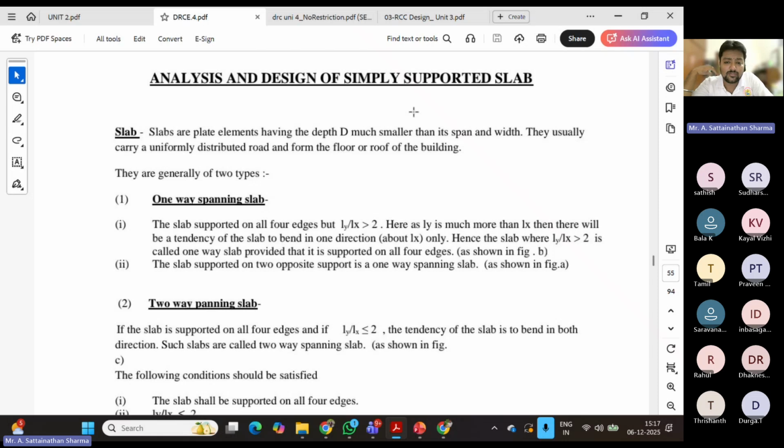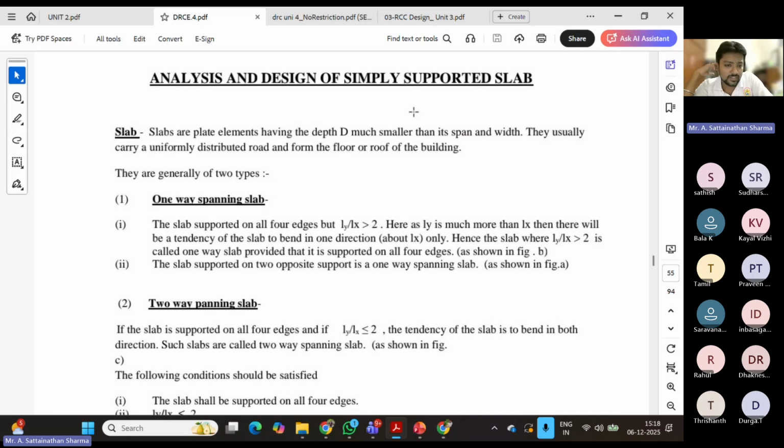Staircase is also a slab only. So if you know how to design a single slab, you'll be able to design beam as well as the staircase. Both design procedures are the same. Slab, stair, and beam, all three elements are under flexure only. So the procedure is quite common. Only a few things you have to add or delete. That's the only difference as far as design of slab, beam, and staircase is concerned.